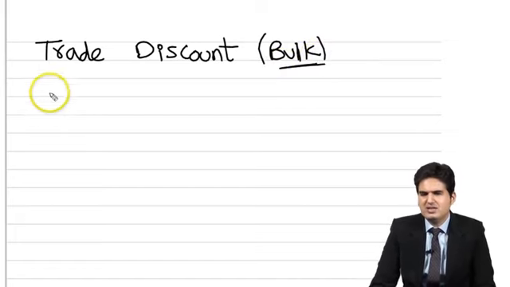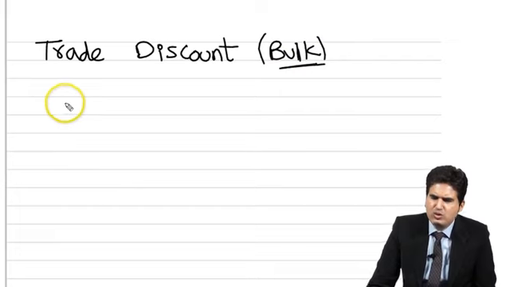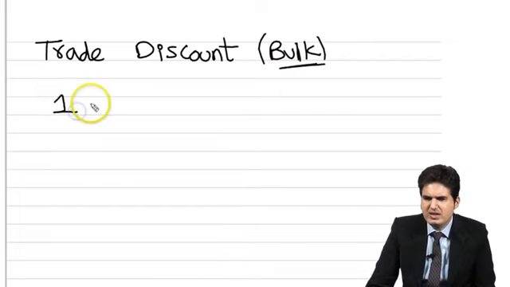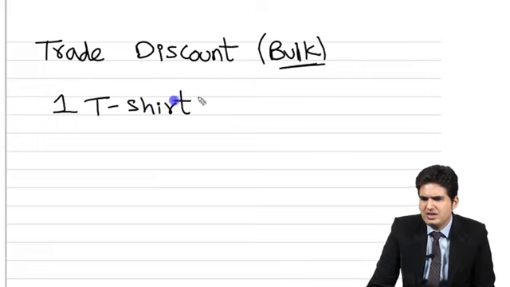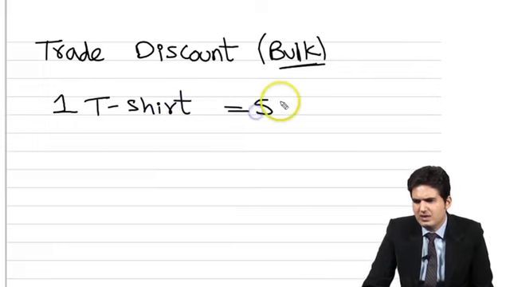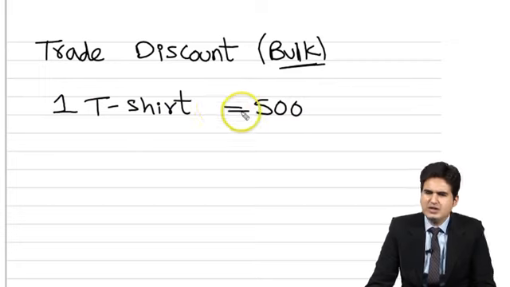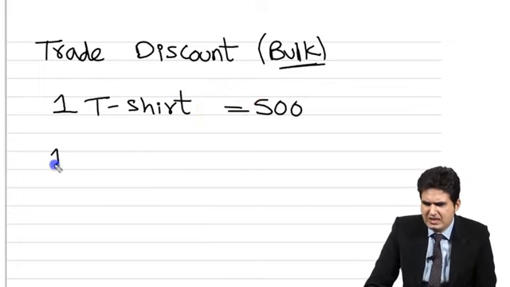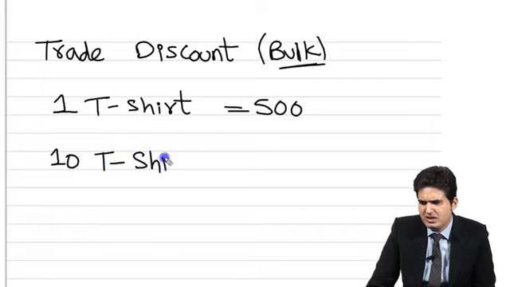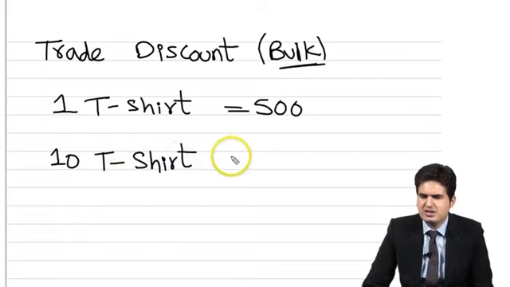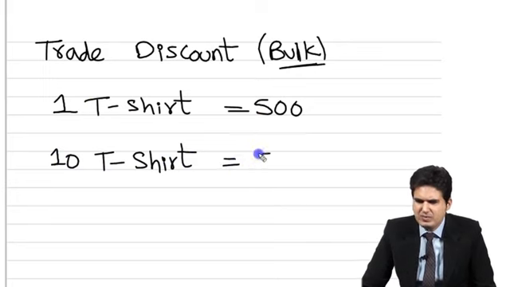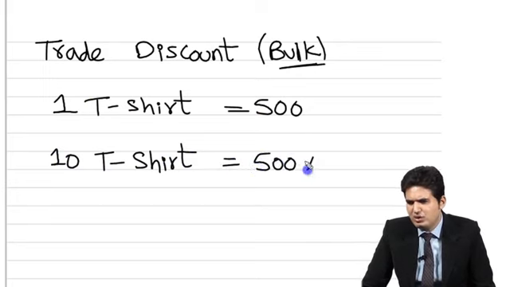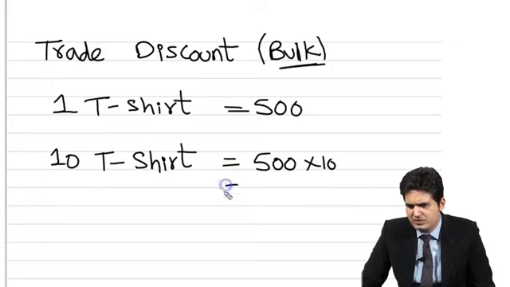It is like this. Let us say I go to buy a t-shirt. I purchase one t-shirt. Alright, and the price of one t-shirt is, let us say, 500. Now instead of purchasing one t-shirt, let us say I purchase 10 t-shirts. So the actual price will be 500 into 10, 5000.